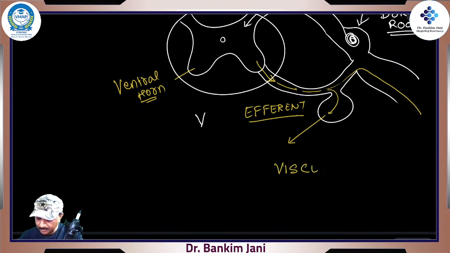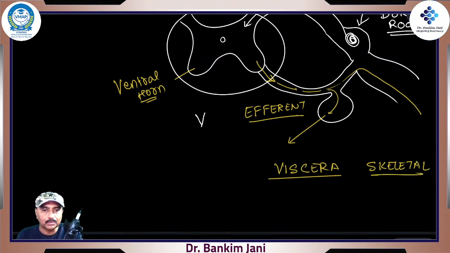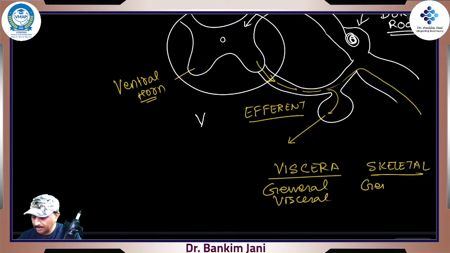there would be two types: fibers going to viscera, and fibers which will be going to skeletal muscles. Fibers going to viscera will be called general visceral. And those which will be going to muscles will be called general somatic. Simple as that, general somatic.